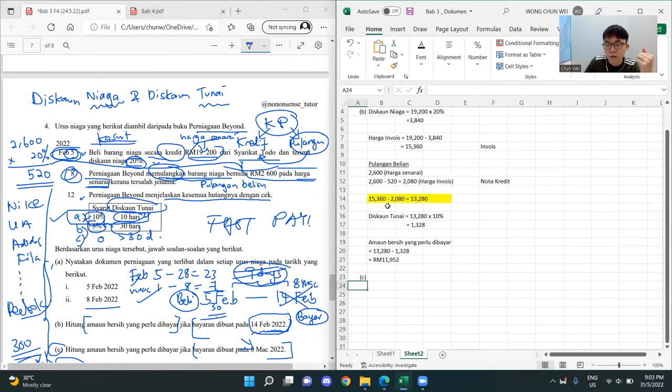All right, so now, you can actually use this figure. So this is actually a final figure before the discount tonight. So now you want to calculate the discount tonight for this one, dalam 30 hari, you just like 13,280, you times, instead of 10% now, it's just 5% for 30 hari, so 5%.